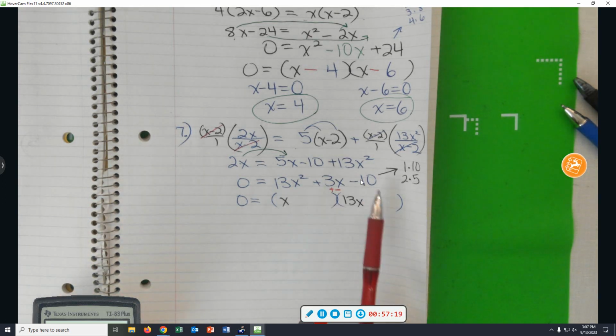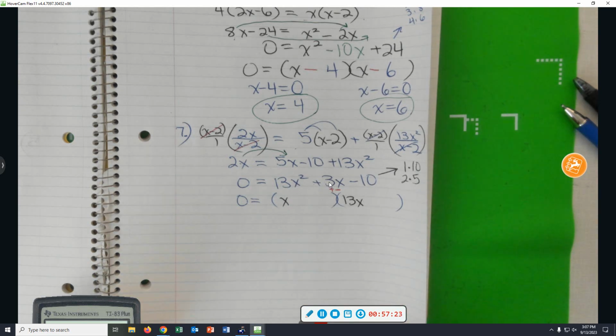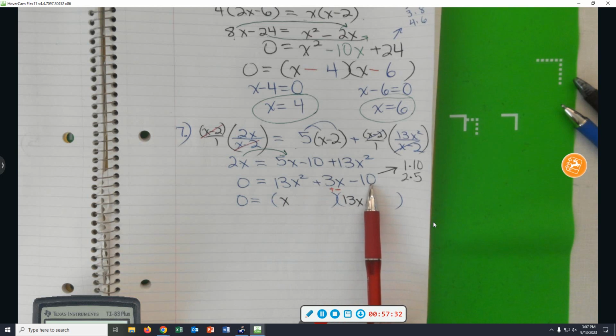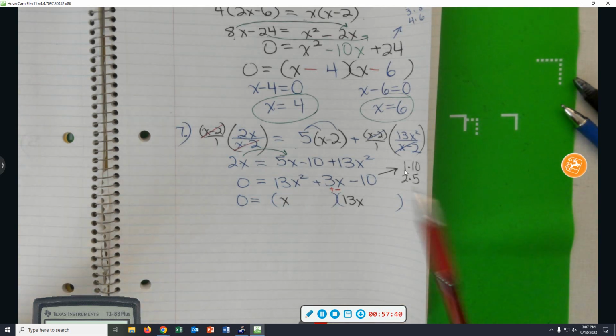Like 13 and 10, if we subtract those, what does that give me? 3? That's another one of those instances. If the numbers subtract, the A and C subtract to give you that number there, try using, well, for 13 you don't have a choice. You have to use 1 and 13. But for 10, try 1 and 10.